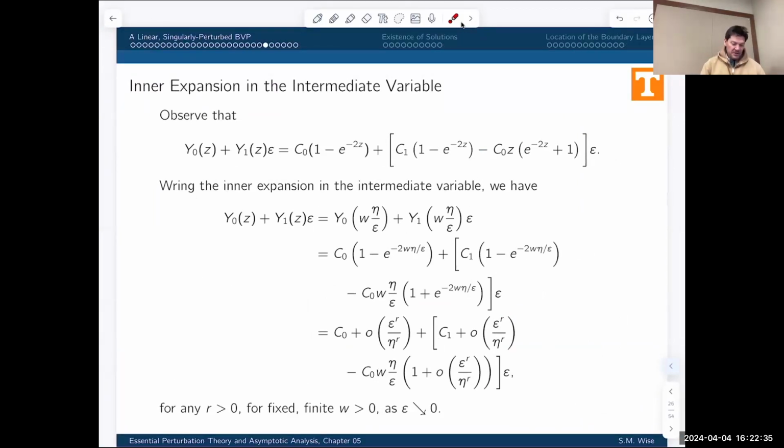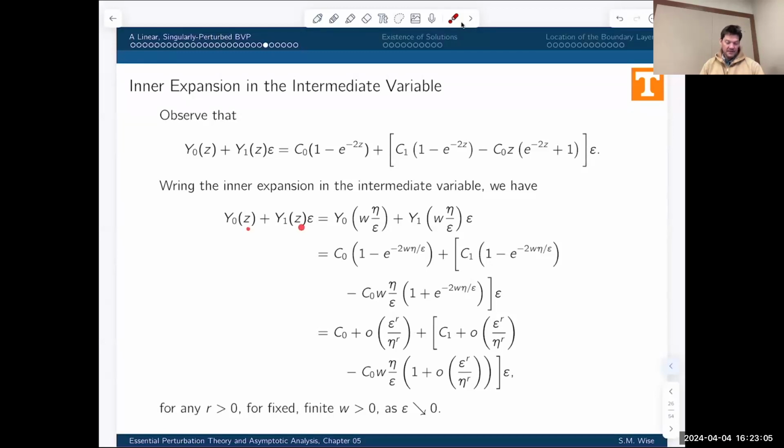Now for the inner expansion, I do the same thing. I write the leading order and the first order, and I have this. So there's the leading order term. There's the first order term. We determined these last time by going through the various problems and calculating these things by a recursive algorithm. So I won't do that again, but you can look back at the previous slides to see that.